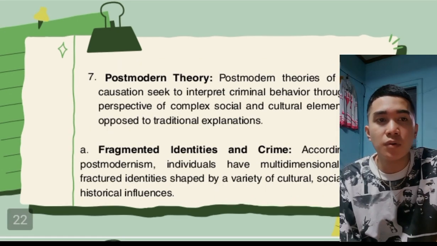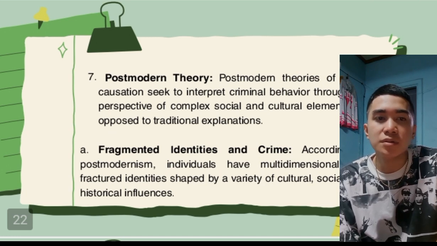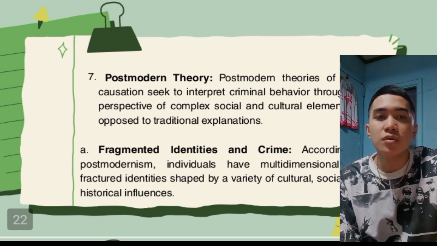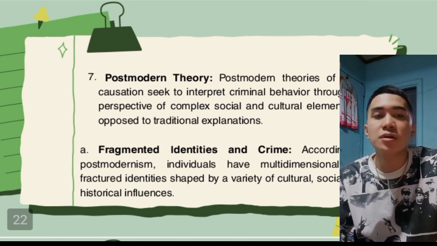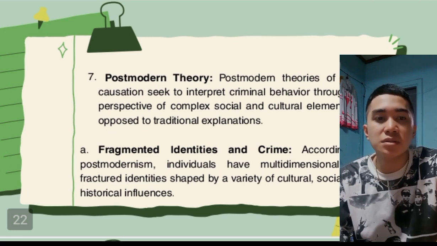Okay, so postmodern theories of crime causation seek to interpret criminal behavior through the perspective of complex social and cultural elements, as opposed to traditional explanations. This slide discusses the importance of postmodern theory in understanding causation. It emphasizes that postmodern theories interpret criminal behavior by considering complex social and cultural elements. Unlike traditional explanations, postmodern theories seek to understand crime from multiple perspectives and recognize the influence of societal narratives.